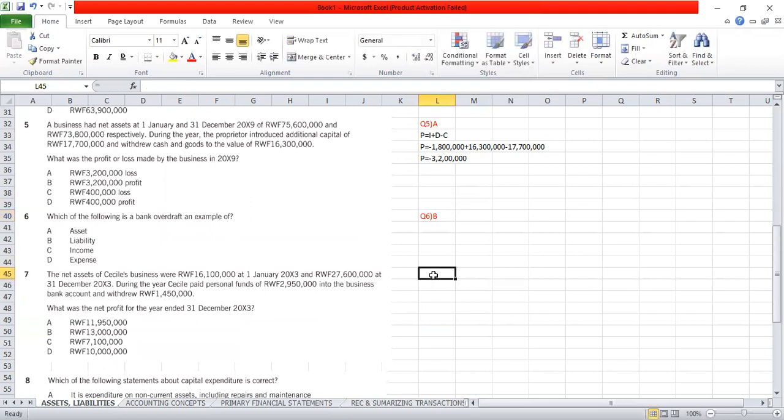Question 7. The net asset of Cecile's business was 16.1 million at 1st January 2023 and 27.6 million at 31st December. During the year, Cecile paid personal funds of 2.95 million into the business's bank account and withdrew 1.45 million. What was the net profit for the year?